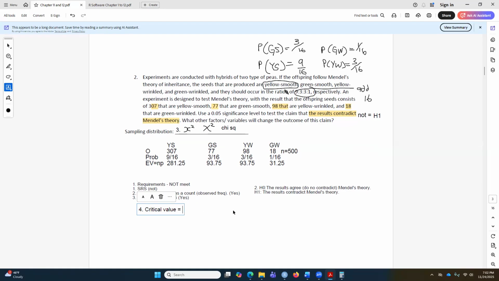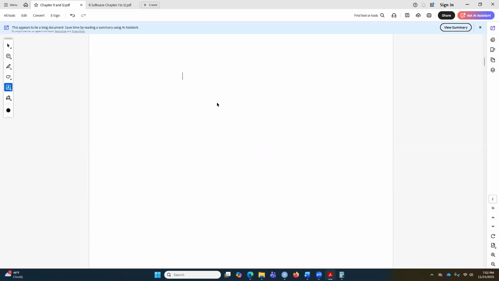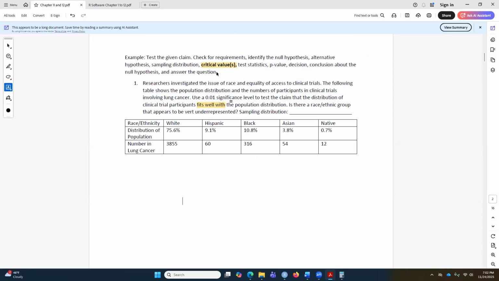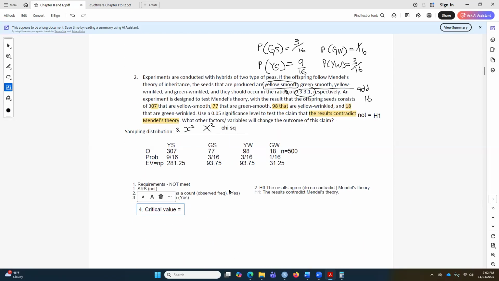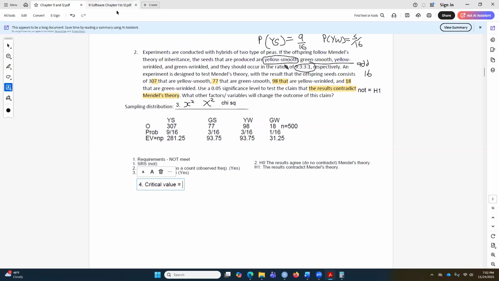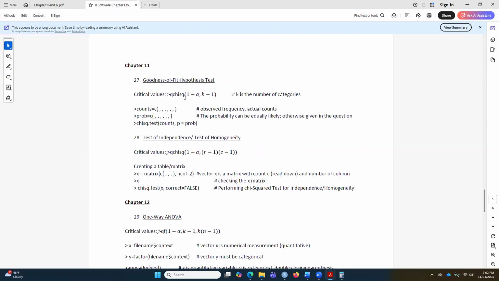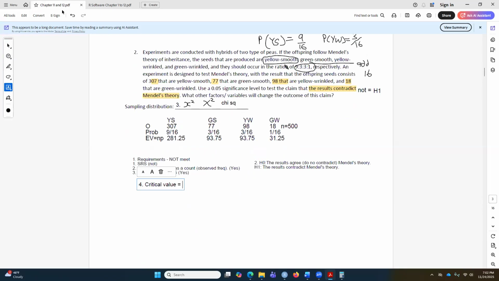All right. Critical values. So that is the fourth step. In order for us to find the critical value, you have to do number 27, which is qchisq of 1 minus alpha, k minus 1. So this will give us the chi-square critical value.